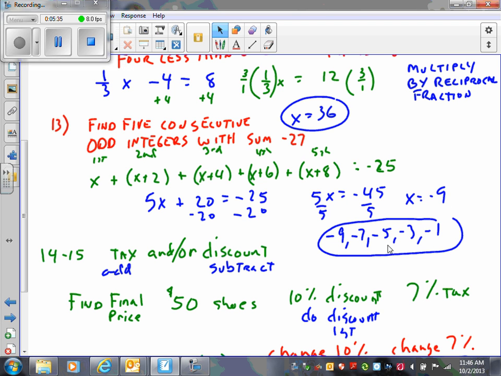Add 4, I get negative 5. Add 6, I get negative 3. Add 8, I get negative 1. Those are my 5 consecutive odd integers. And if you're curious, add them up. You get negative 27.